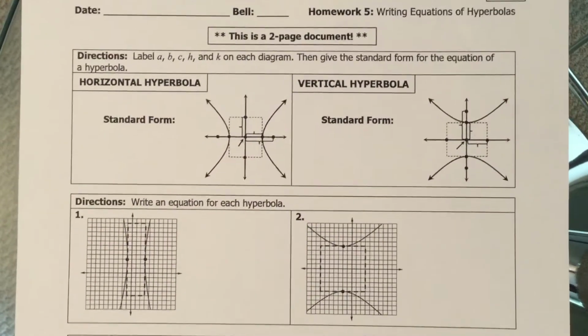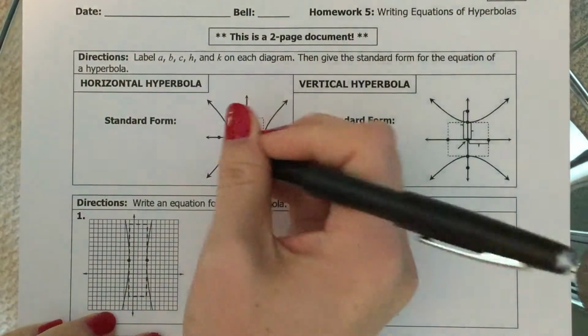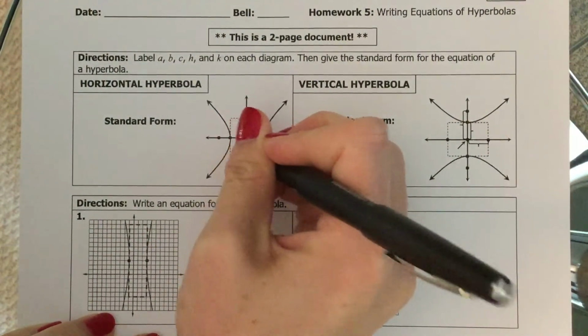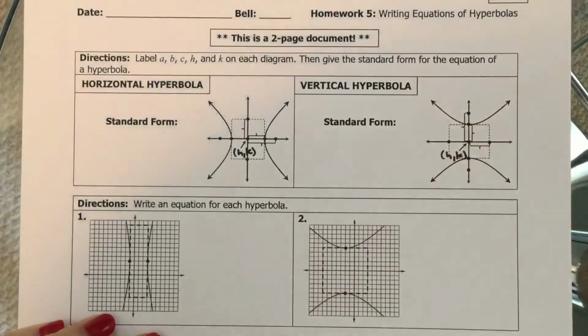Okay, homework 5 is on writing equations of hyperbolas. So we're going to label these the same way we did with the ellipses. So A, B, C, H, and K. H and K is pretty easy. H and K, these are the centers for each one of those. So let's sneak those in there.